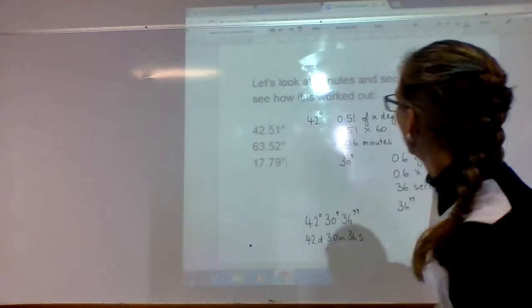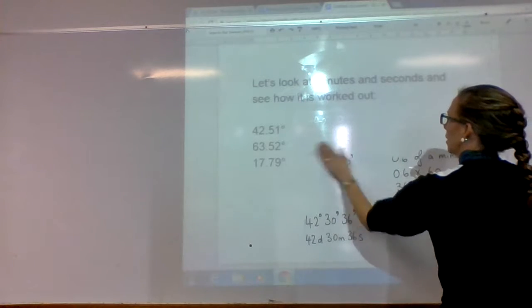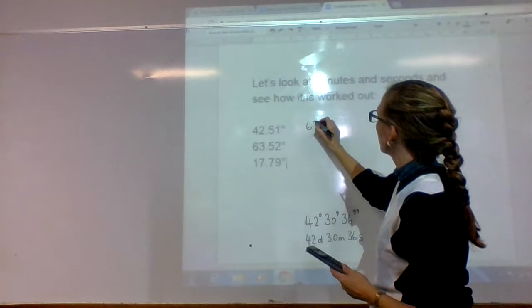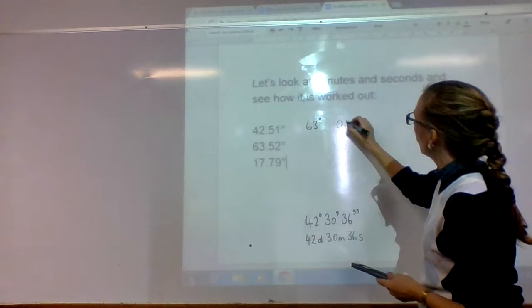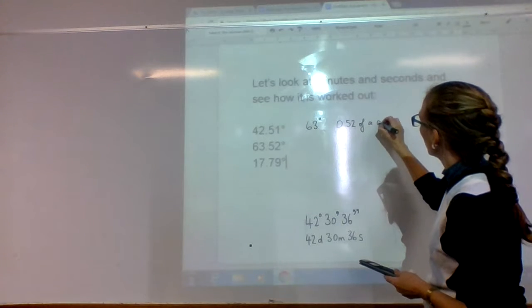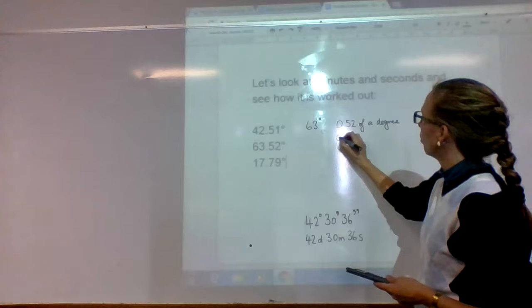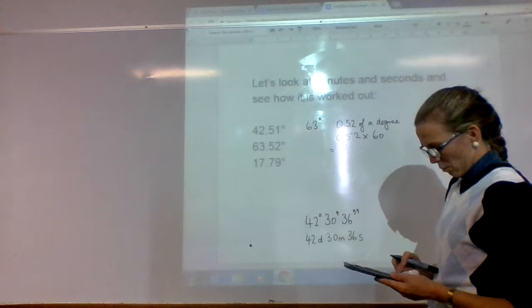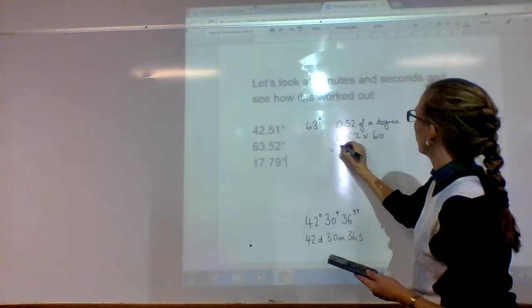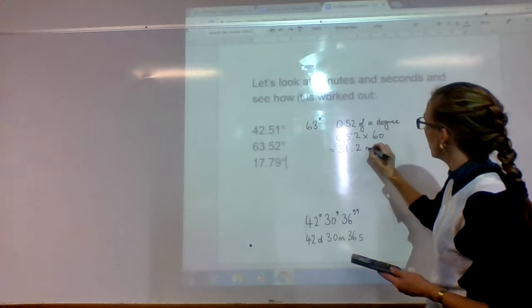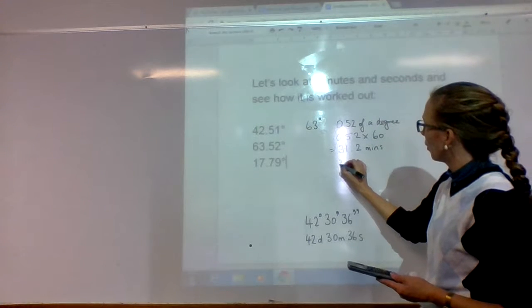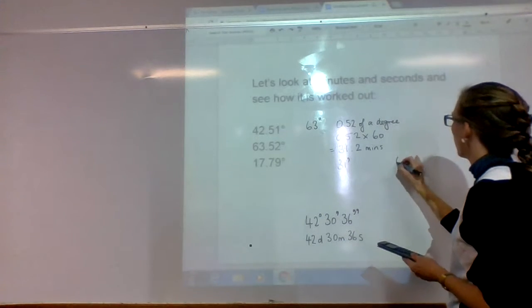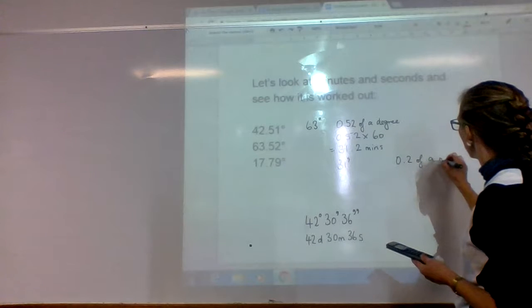So we'll have a go at 63.52 degrees. 63.52 degrees is 63 degrees and then 0.52 of a degree, which is 0.52 of means times 60. 0.52 times 60 is going to be 31.2 minutes. Okay, so I've got 31 minutes. Then I've got 0.2 of a minute.